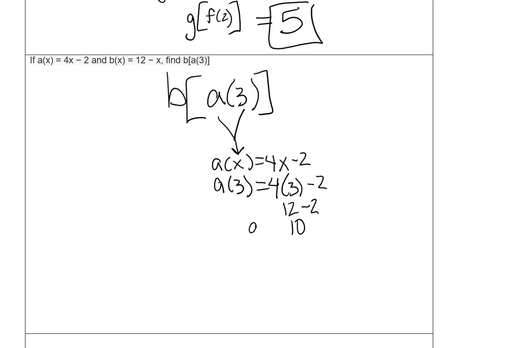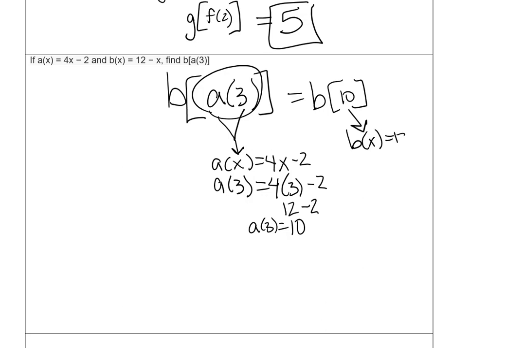So now we know if a of 3 equals 10, we can go back up here and say that's the same thing as b of 10, which just means to plug 10 into the b function. And b of x equals 12 minus x, so figure out what b of 10 is, and 12 minus 10 is 2. So my final answer would be 2.